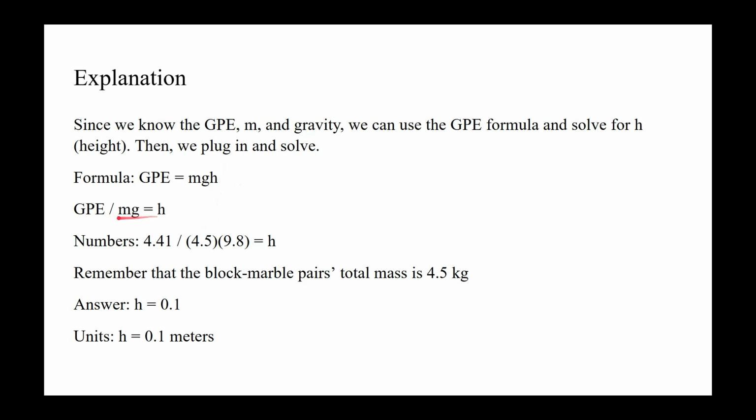We want to solve for height, isolate h, and we plug in our numbers, we solve, and of course, we need to remember that the block-marble pair's total mass is 4.5 kilograms. This is essential to solving the latter portion of the FRQ. You need to know that the combined masses will be 4.5 kilograms. Specific to this question, but it should be different on your FRQ on the exam.